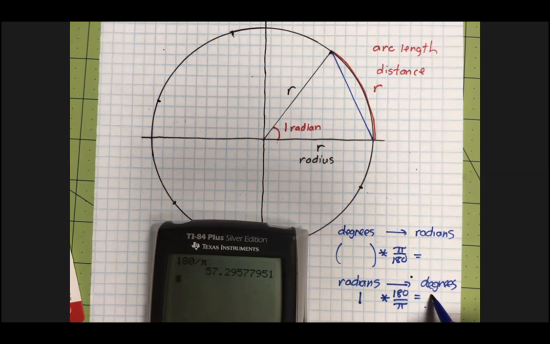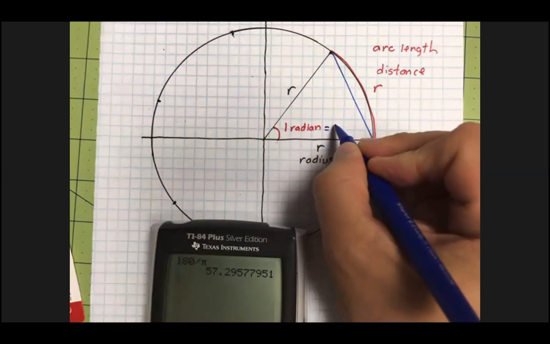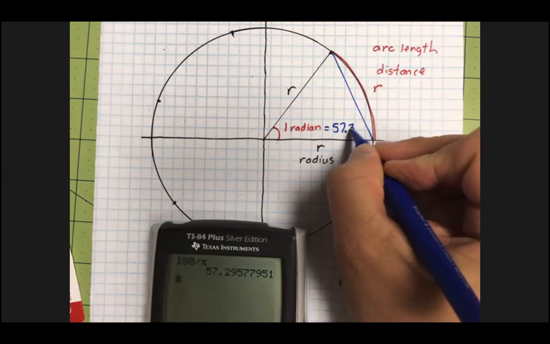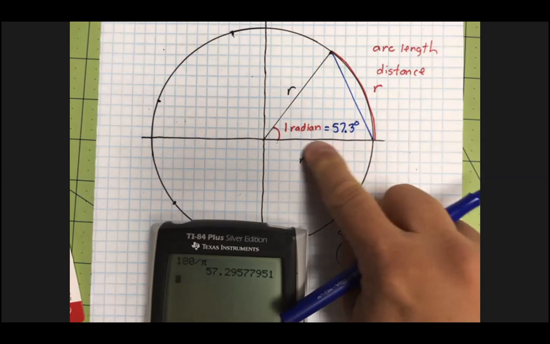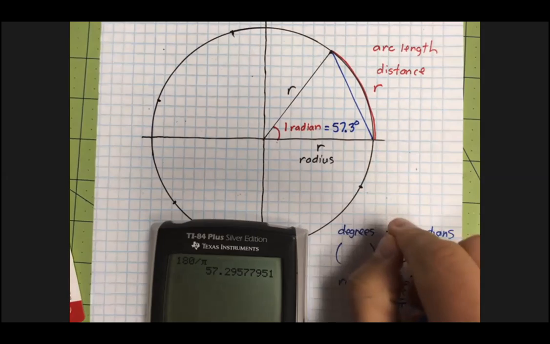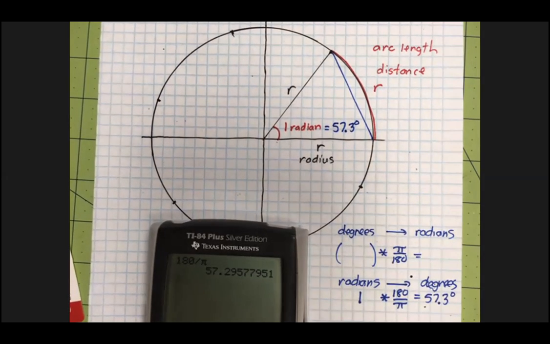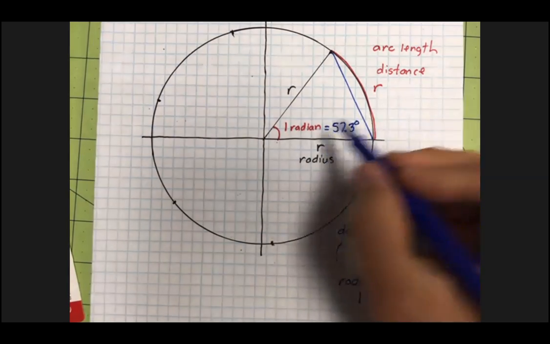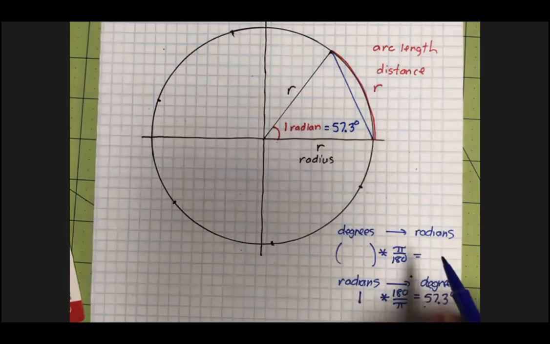And it happens to be 57, let's call it to the nearest tenth, 57.3 degrees. So you don't have to use that often, but if you're just trying to eyeball what 1 radian is, it'd be about 57.3 degrees. It's usually more convenient to talk about radians as fractions of pi, which is how we divided up the circle before.